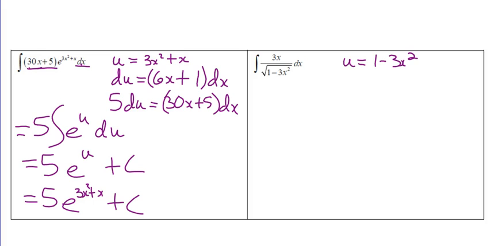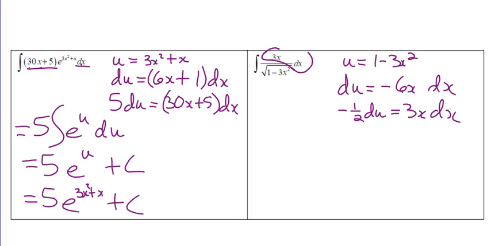Okay, so what's du? Negative 6x dx, right? So you could see, all right, I want to replace a 3x dx. How am I going to do that? I'm going to multiply both sides by negative a half. So negative 1/2 du is equal to positive 3x dx. Okay, so now I can replace the 3x dx.